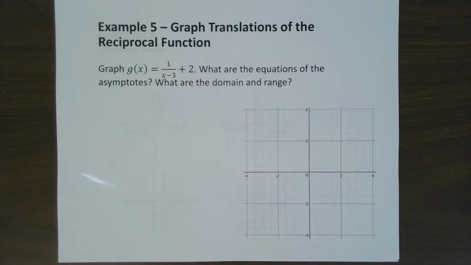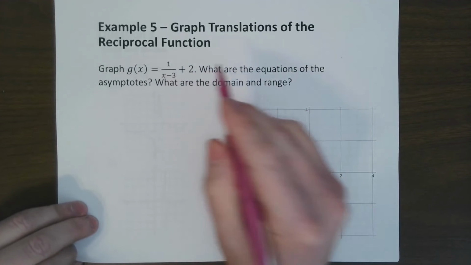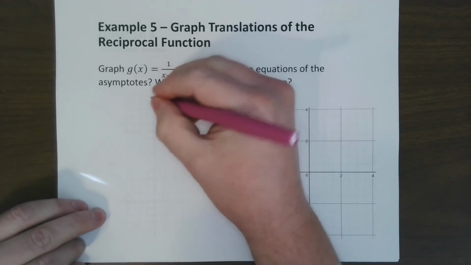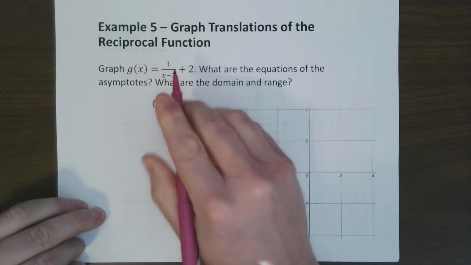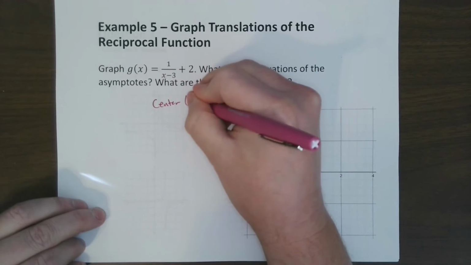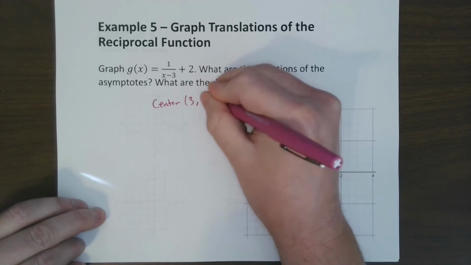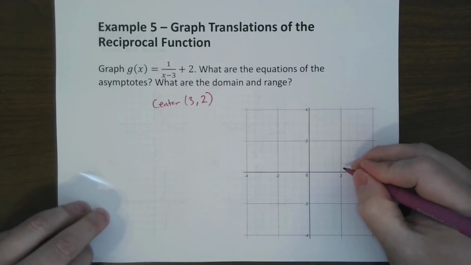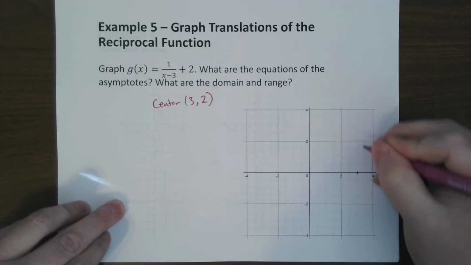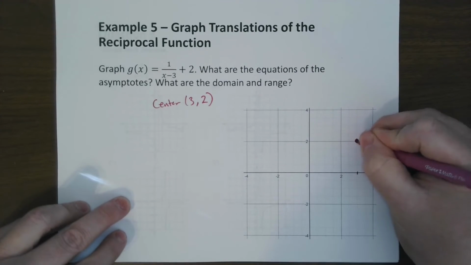So for example, this one, what if it's shifted? The way we do this is just like we always do with the vertex. I'm going to call it the center. And the opposite of -3 would be +3. And the 2 on the outside would just be 2. So we're going to graph that point. That'd be 3 and 2, which is right here.